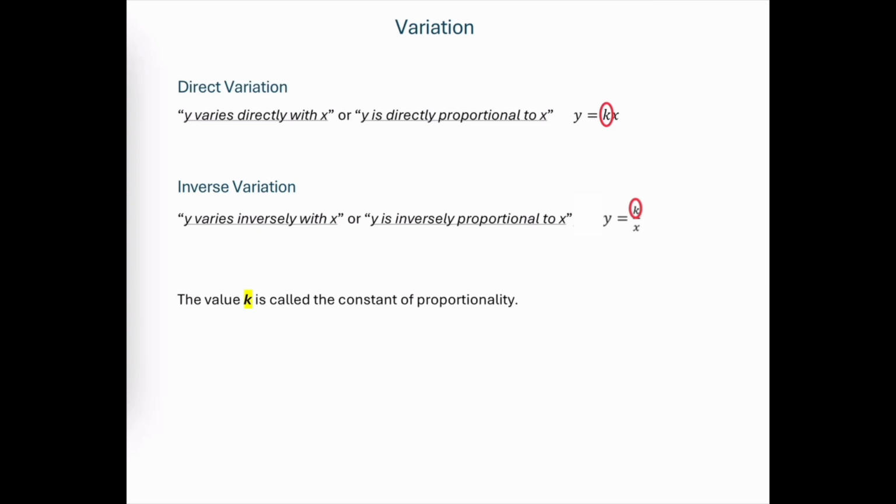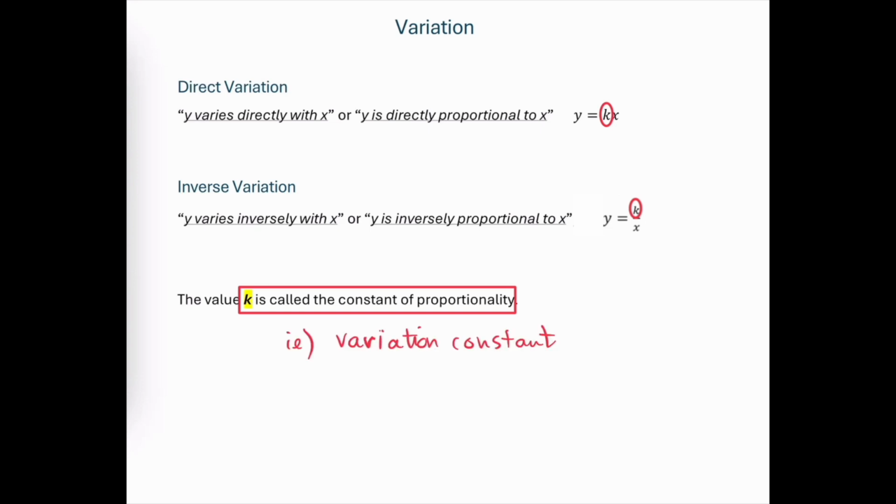Both of these variation equations contain a value k, and this k is called the constant of proportionality, or some may refer to it as the variation constant. This constant of proportionality is going to help us to determine how fast this is occurring. So in the direct relationship, we can see that if I plug in bigger x values, the y value is going to get bigger, and k just tells me at what rate.